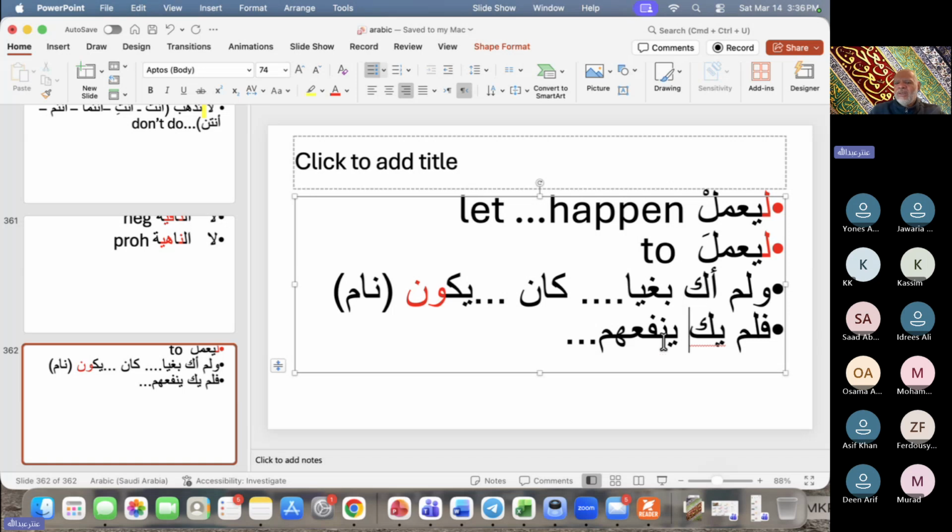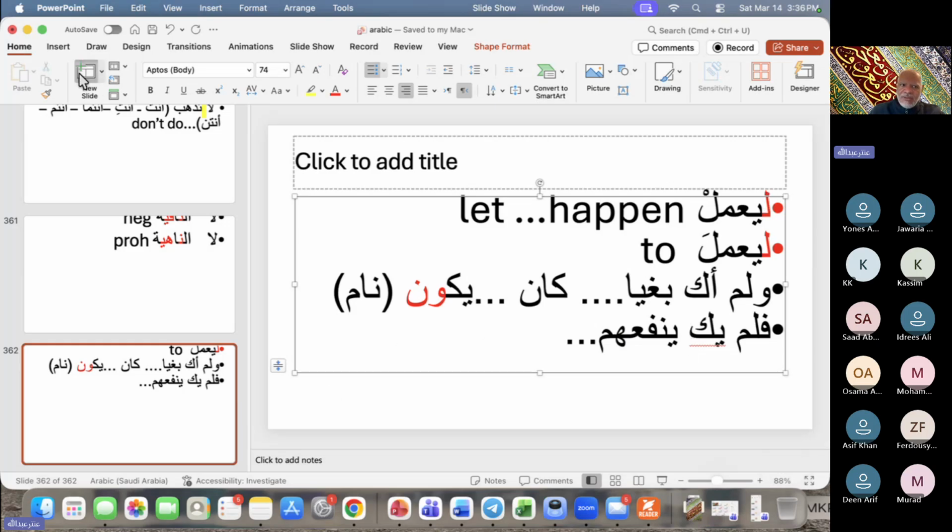Second situation is لم يكن ينفعهم. This is at the day of judgment. The kafirin, their associates, the idols and others that they used to worship, do not come to their rescue. And they look around, they do not find anyone to rescue them. Under the urgency and the heaviness of the situation, the noon also is dropped.